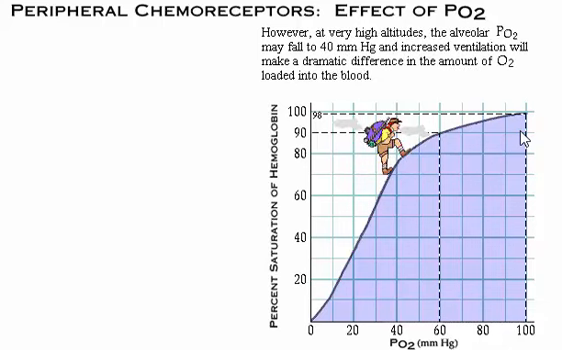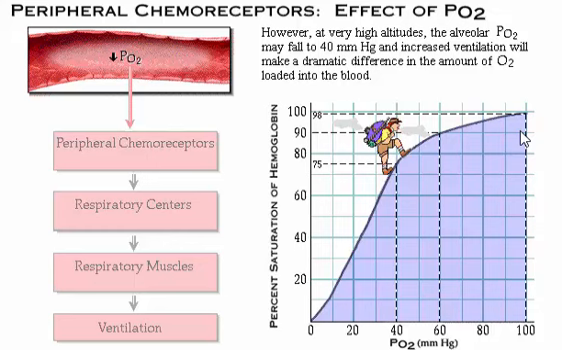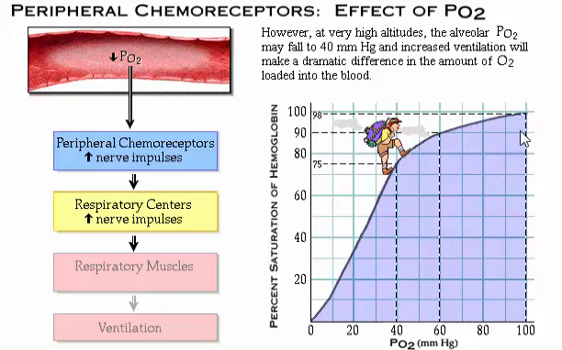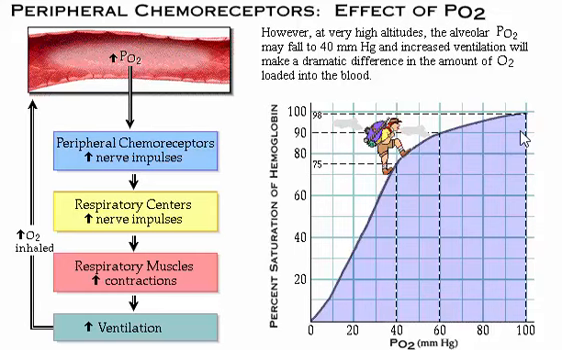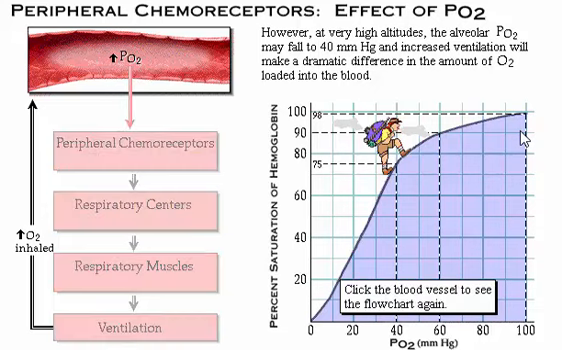However, at very high altitudes, the alveolar PO2 may fall to 40 millimeters of mercury, and hemoglobin will be only 75% saturated. At this point, increased ventilation will make a dramatic difference in the amount of oxygen loaded into the blood. The low PO2 in the blood stimulates the peripheral chemoreceptors to send nerve impulses to the respiratory centers, which stimulate the respiratory muscles, increasing ventilation. More oxygen is inhaled, and the arterial PO2 returns to normal levels. Click the blood vessel to see the flowchart again.